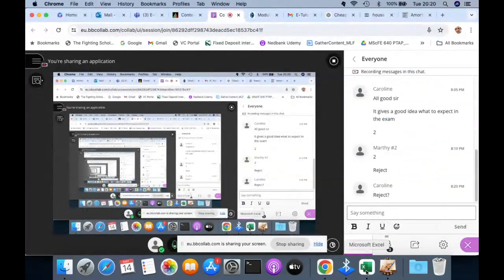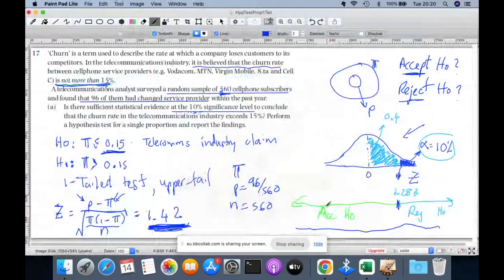Very good. You reject it. Yes, because you can see 1.4 is bigger than 1.28. So that means it's on the right of it. It's not less than that. So it falls in the rejection region. Exactly. So we reject H naught. That's it. Very good. So that means if we're rejecting H naught, and H naught is where the telecoms industry claim is, we're actually rejecting the industry's claim.